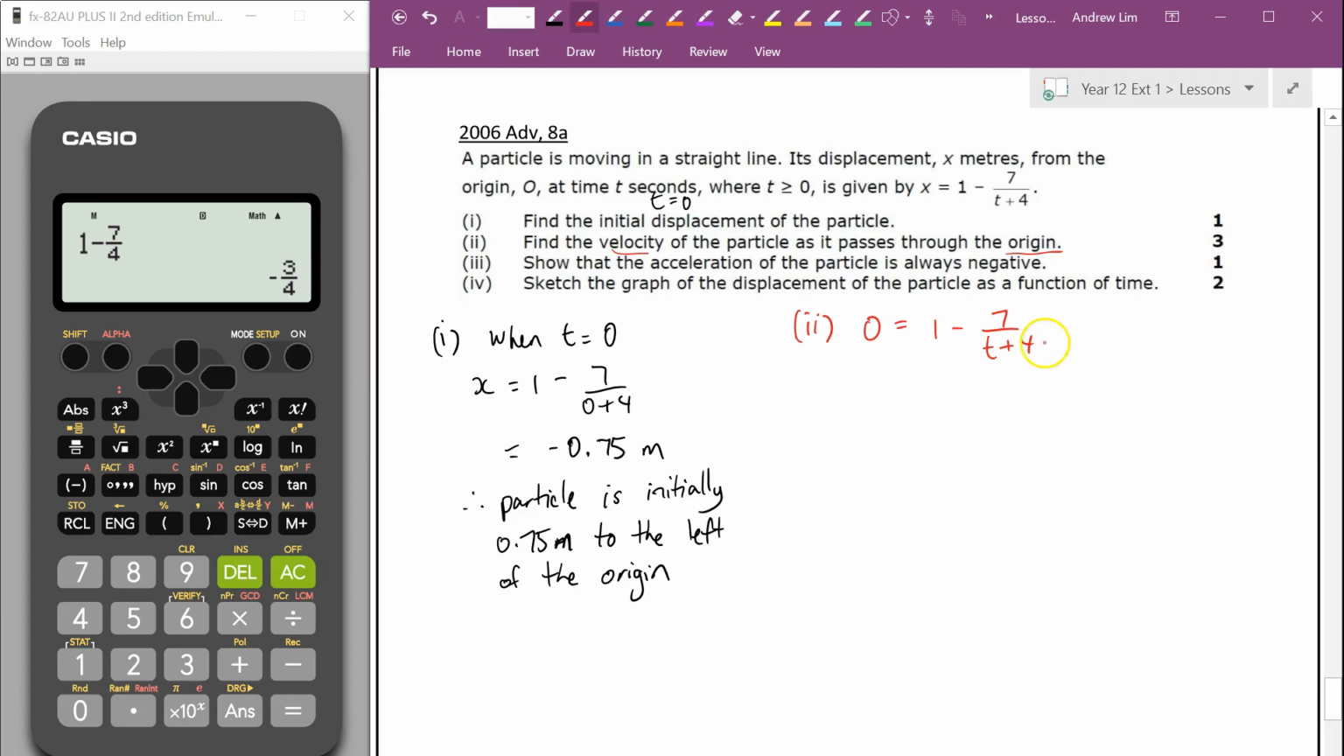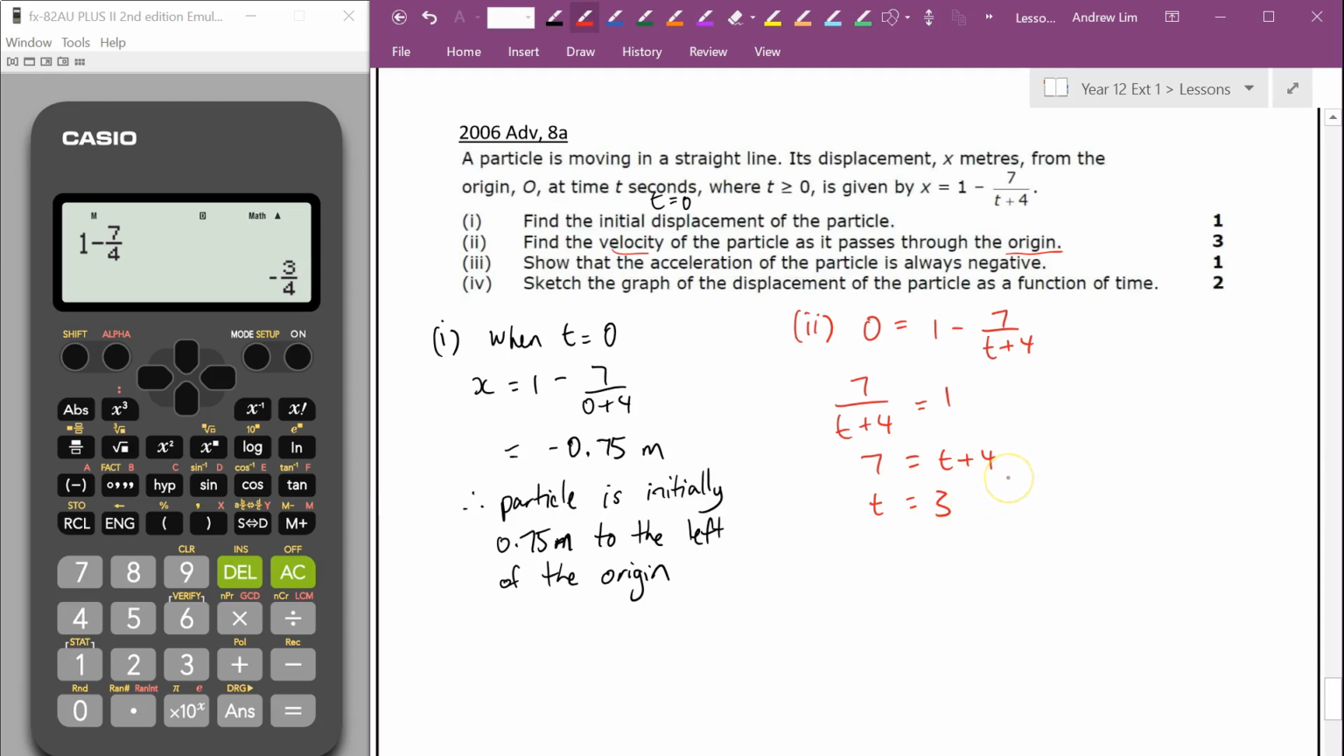So I'm just going to move this fraction over to the other side. I'm going to multiply by the denominator to get rid of the fraction. And therefore, I can work out that t is equal to 3. So we can see here that the particle passes through the origin at t equals 3 seconds. Now that we've worked that out, we can work out velocity.